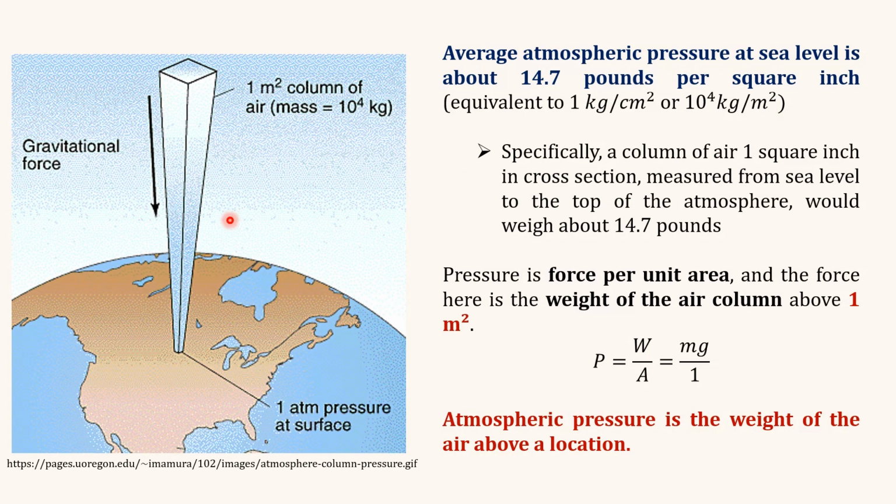Means if we are considering a column of air having a cross sectional area of 1 square meter which extends from sea level to the top of the atmosphere, in terms of kilograms, the air mass would be 10^4 kg. As pressure is force per unit area, in case of atmospheric pressure, the force is the weight of the air column which is calculated above a unit cross sectional area. Now this area can be in terms of square inch, square centimeter or square meter. So we can say that the atmospheric pressure is the weight of air above a particular location.